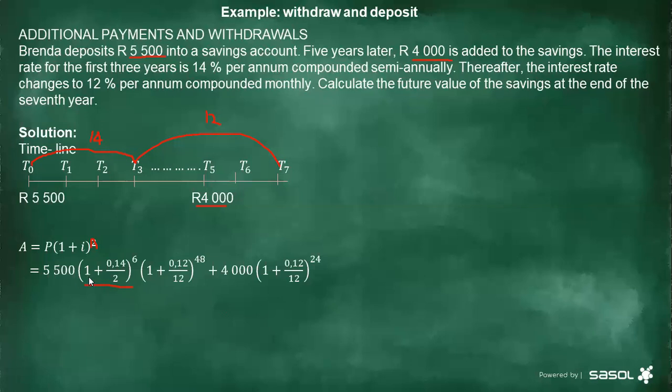And then we say 1 plus the interest rate of the first 3 years, which is 0.14.